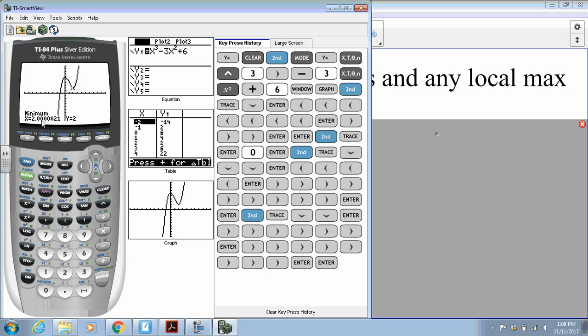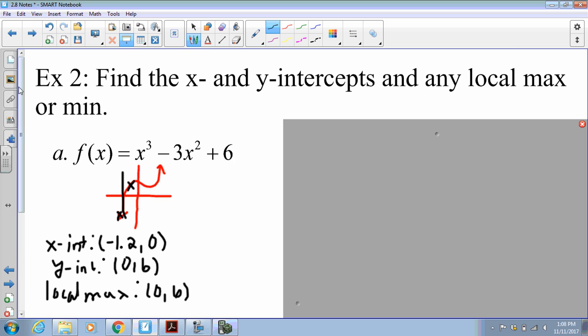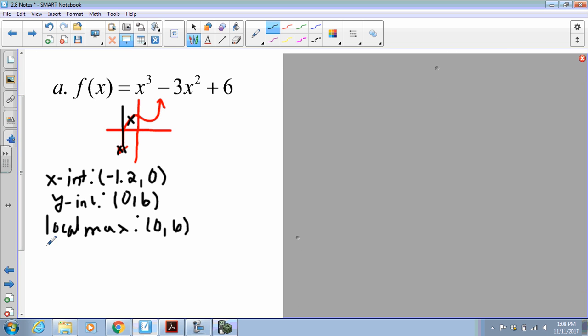So here x, now some of you might have just got 2, some of you might have got 1.9999. We're going to round to the whole number here. So our x value is 2, our y value is 2. So that means our local min is going to be at 2, 2.